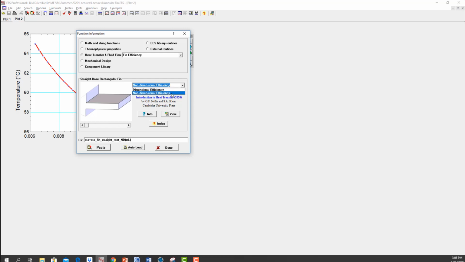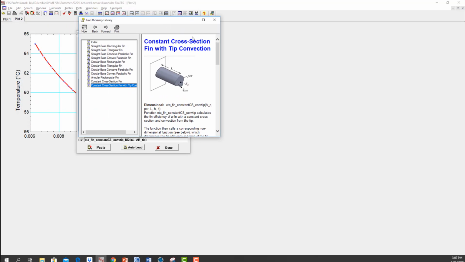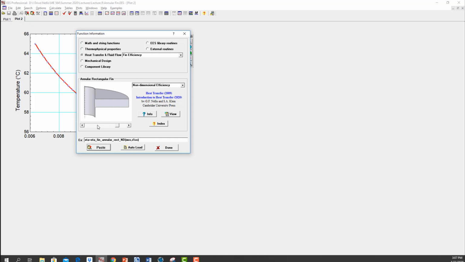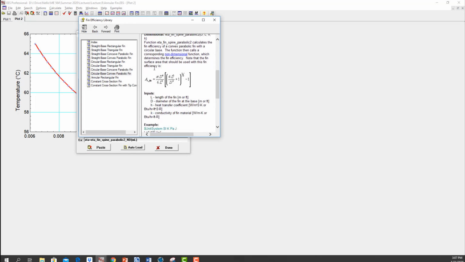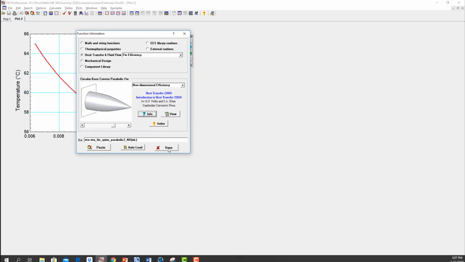If you look through these, you'll see there's a whole bunch of different options for fin shapes, and you can use these to calculate the fin efficiency for each shape. I will point out that you also need the fin area to use this effectively. And if you choose information, this is probably not the best one to look at. Let's look at this one here. If you choose information, there should be an equation here that tells you how to compute the fin area, the surface area, which is something you'll need as soon as you start to use this solution.